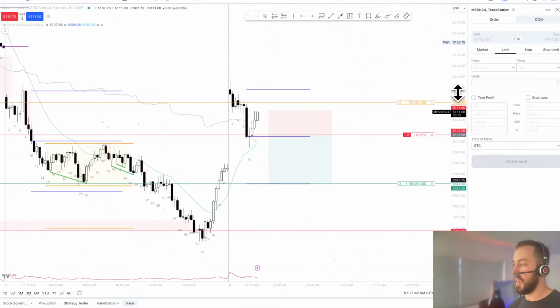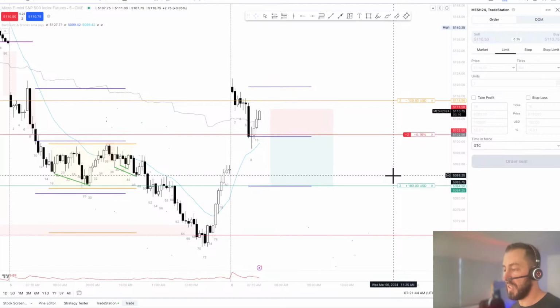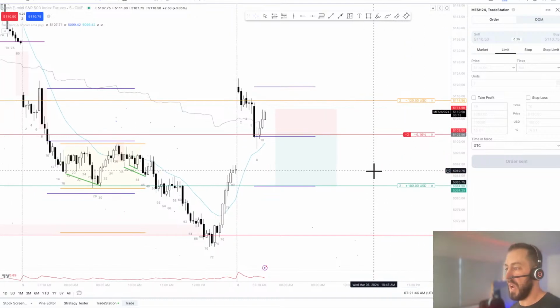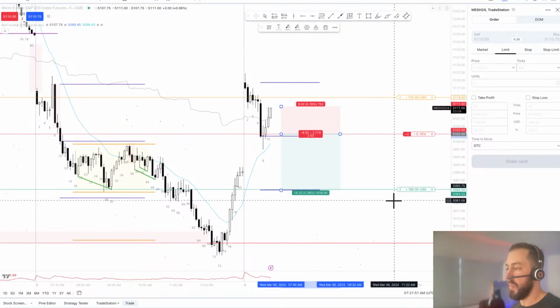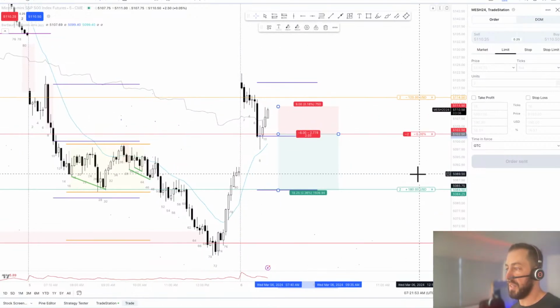So one of my extra criteria is 2 bull bars with 1 closing on or near its high. And that's a reasonable exit. Bulls coming up to test these lows. So we're gonna see what happens here.